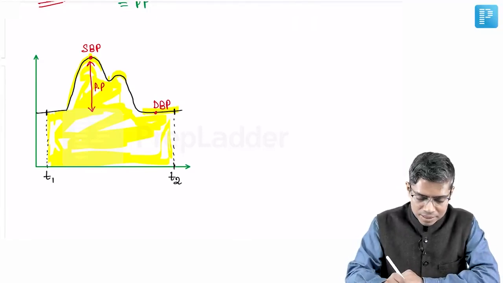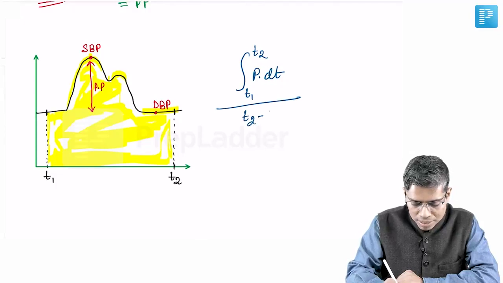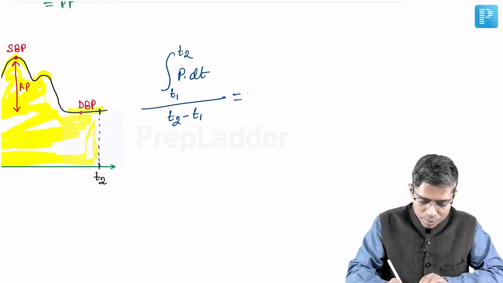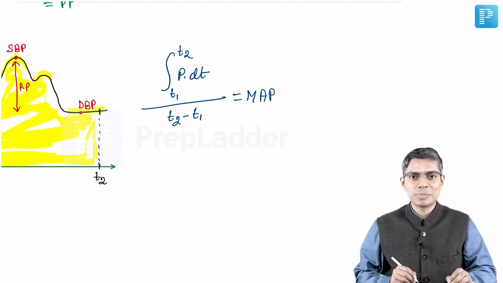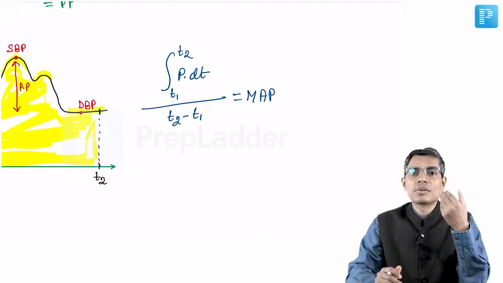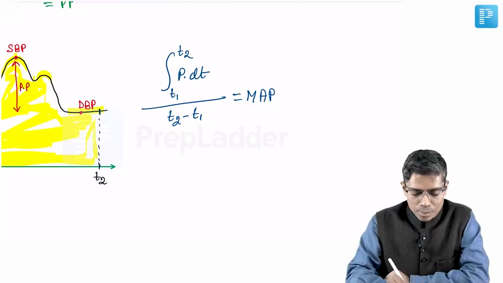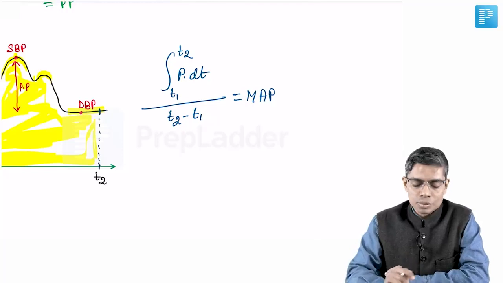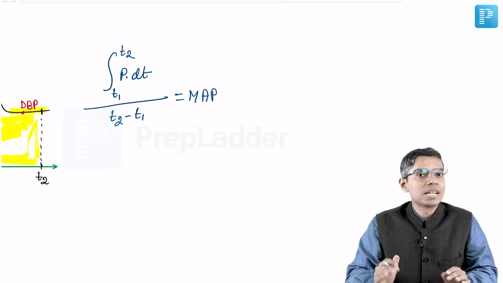Because it is not a bell-shaped curve, I have to take an integration from T1 to T2 time point of P dt, right, over T2 minus T1. If you use this formula, then you are going to get the exact mean arterial pressure. Getting my points? How difficult it is. So you have to first measure the pulse wave with the help of a carotid pressure transducer, and then if you use this formula, the integral from T1 to T2 of P dt over T2 minus T1, then you are going to get your mean arterial pressure, because it is an average throughout the cardiac cycle.